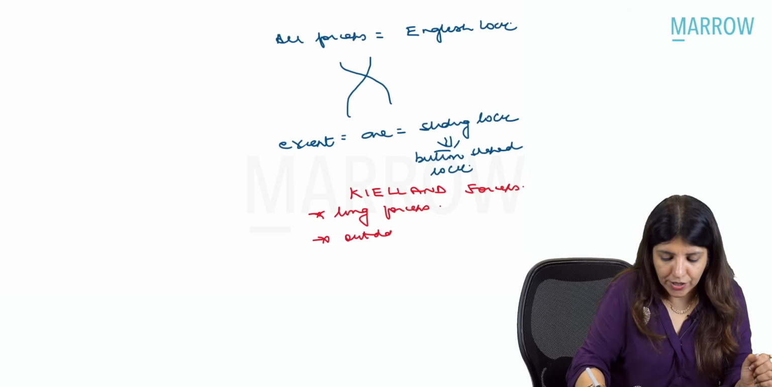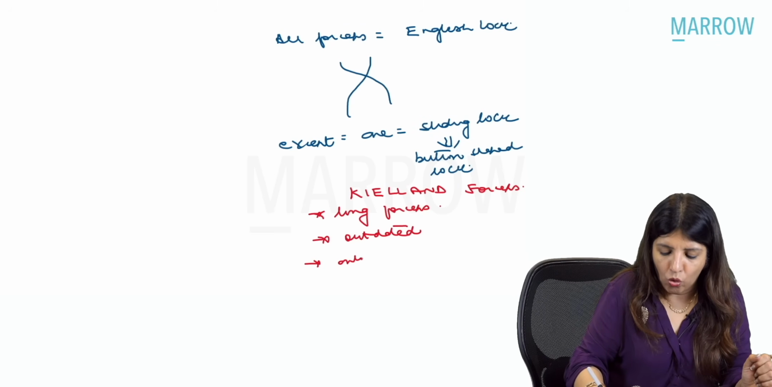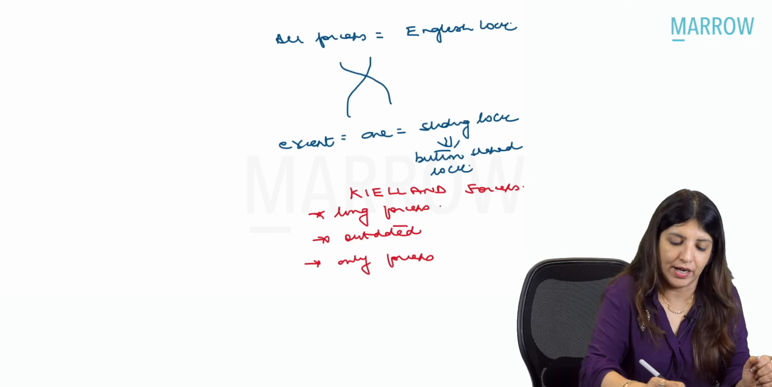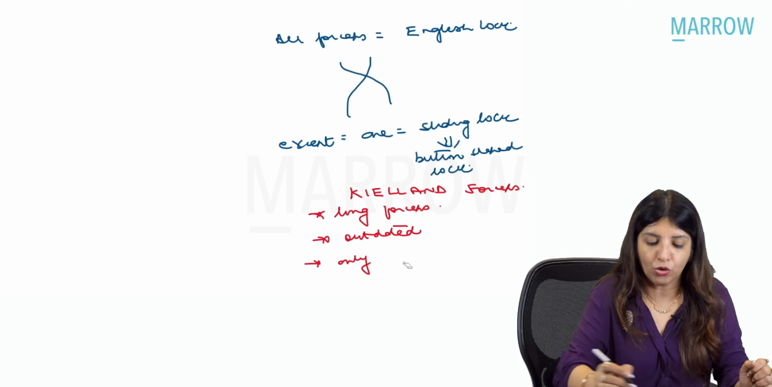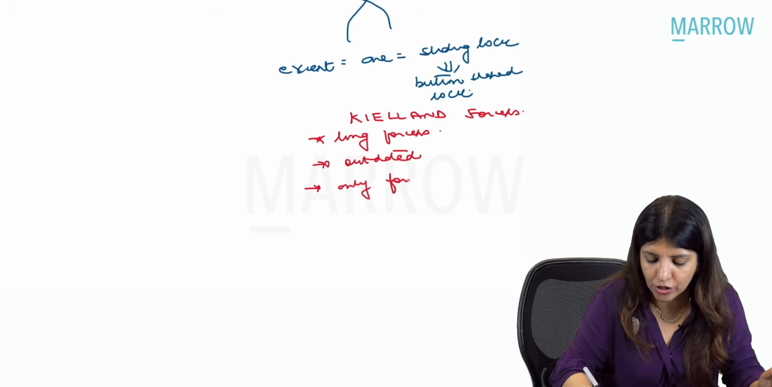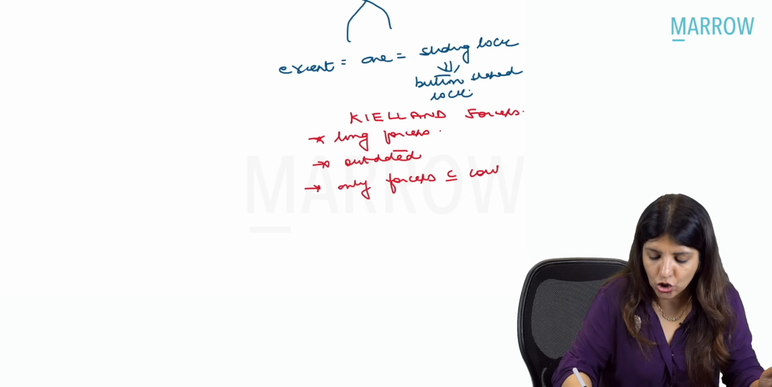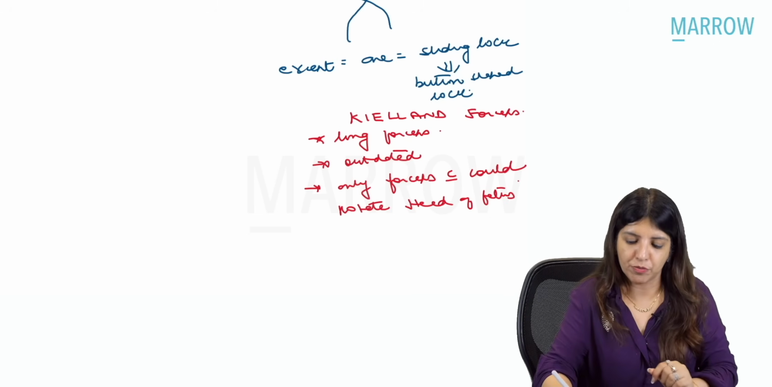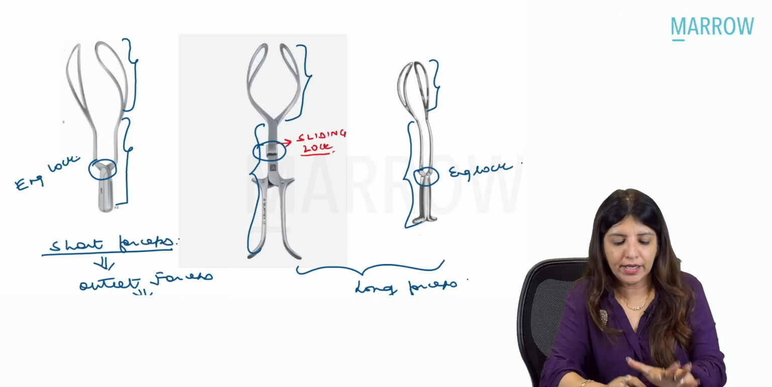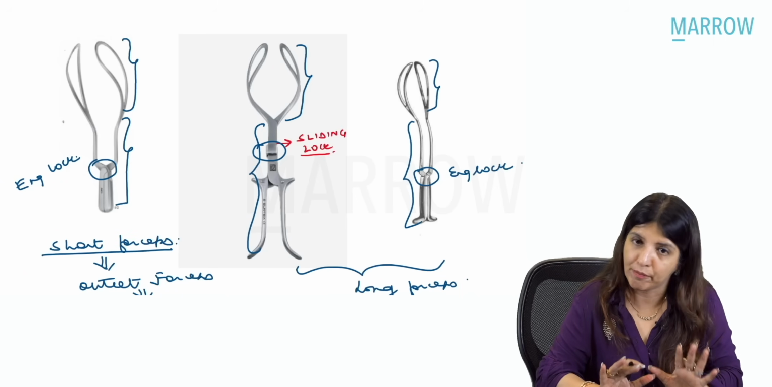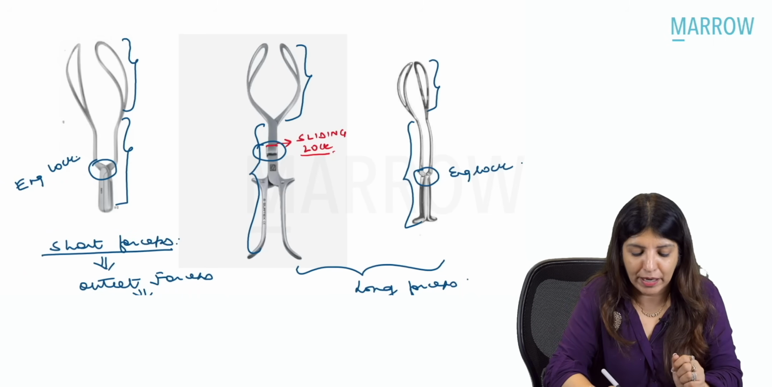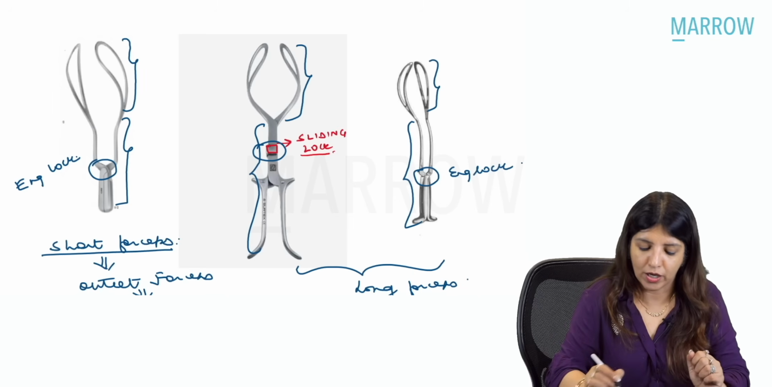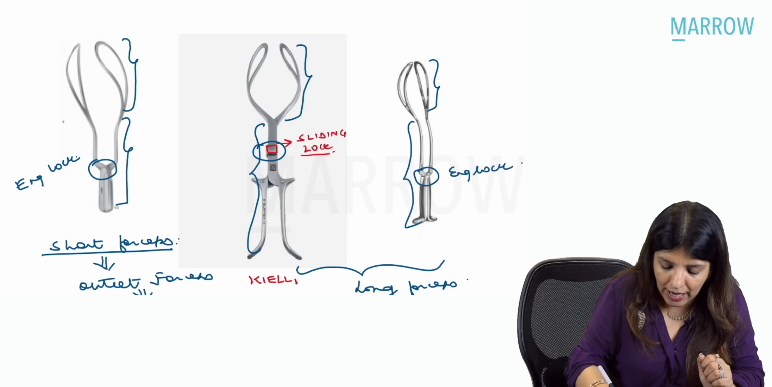It is outdated these days, and it is the only forceps which could rotate the head of the fetus. Other forceps cannot rotate the head of the fetus. The only forceps which could rotate the head of the fetus was Kielland forceps. So if they show you this image, I'm seeing it's a long forceps, number one. I am seeing that there is a button-shaped lock. That means I am looking at the image of Kielland forceps.